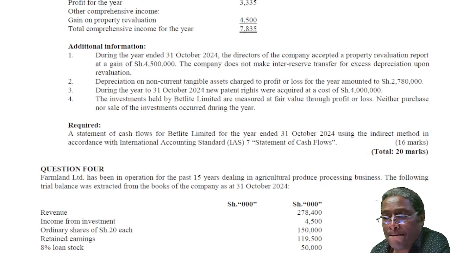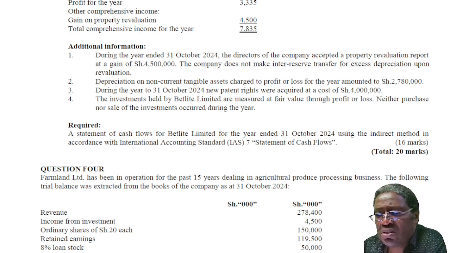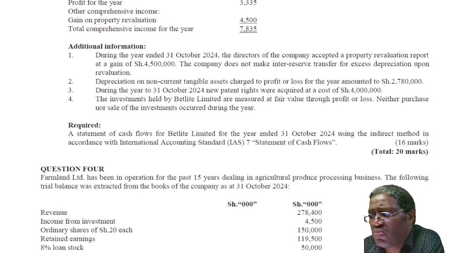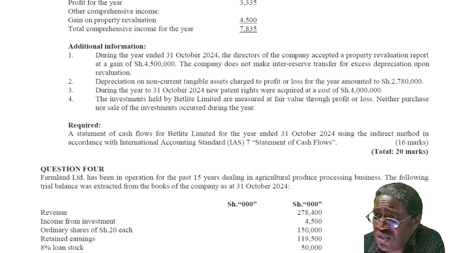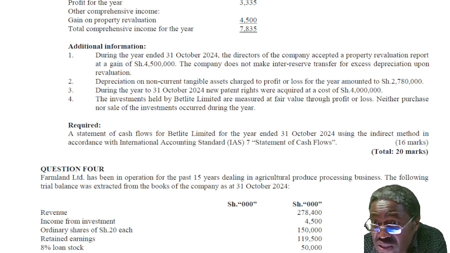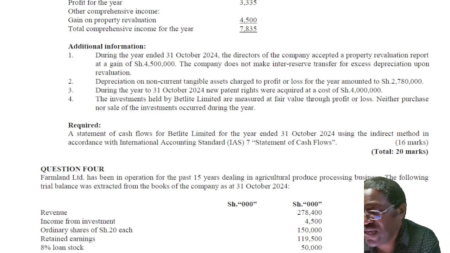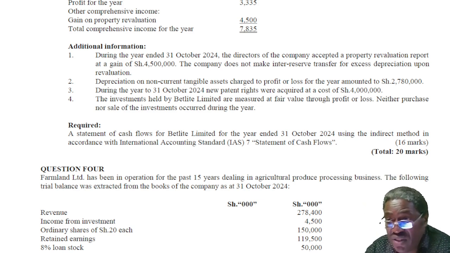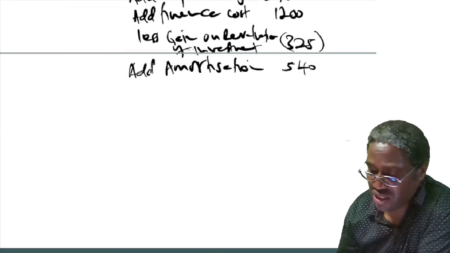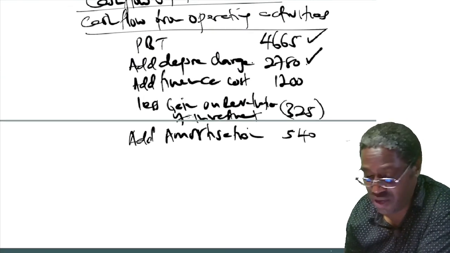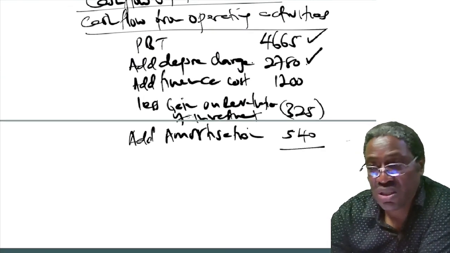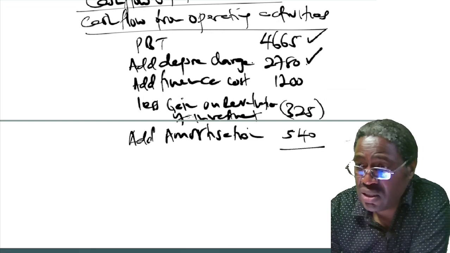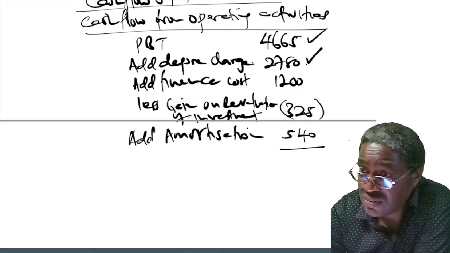Number 4. The investment held by this bidder limited was measured at fair value through P&L. We have already identified the gain on revaluation and we have already used it. Good. It looks like now we are through with the non-cash items. Are you okay? So once you are identifying all of them, get the totals. Don't forget there could be many others.